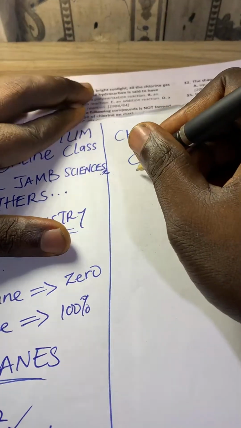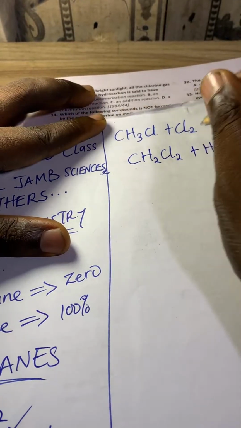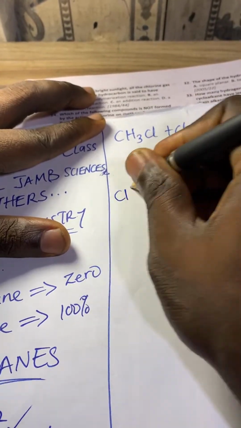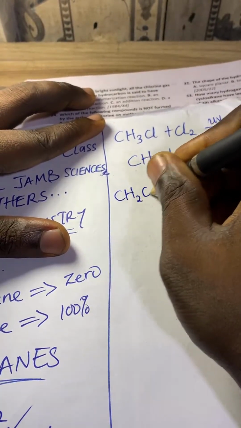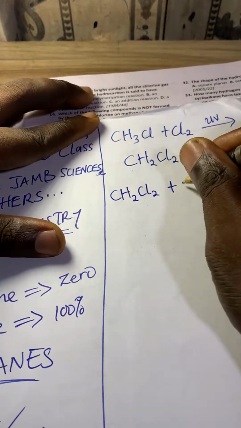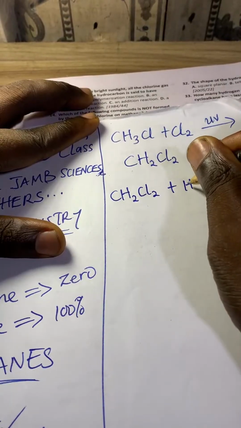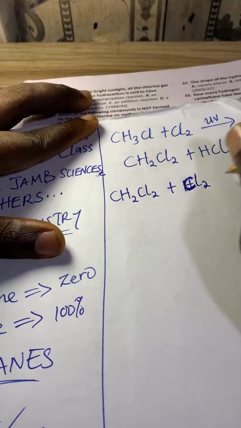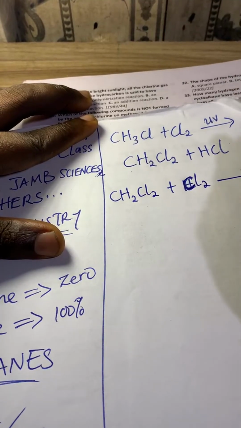HCl. This is what we call dichloromethane. And dichloromethane, CH2Cl2, enters into reaction again. Are you seeing it now? Reacting with what? Sorry, reacting with chlorine gas to give you this.